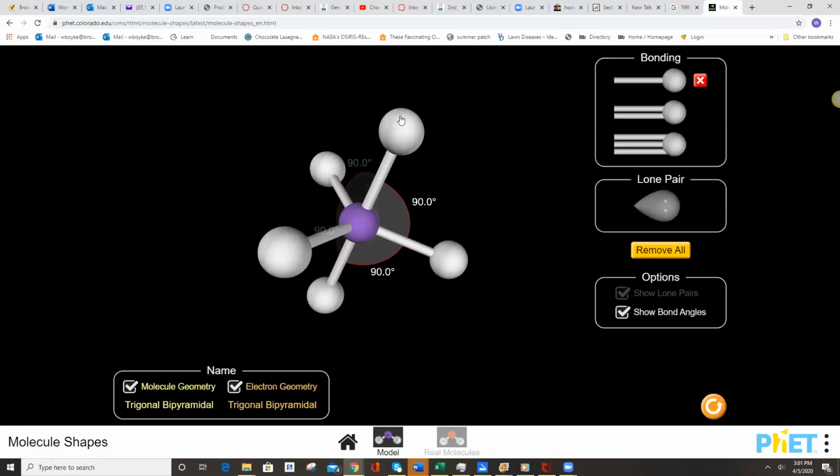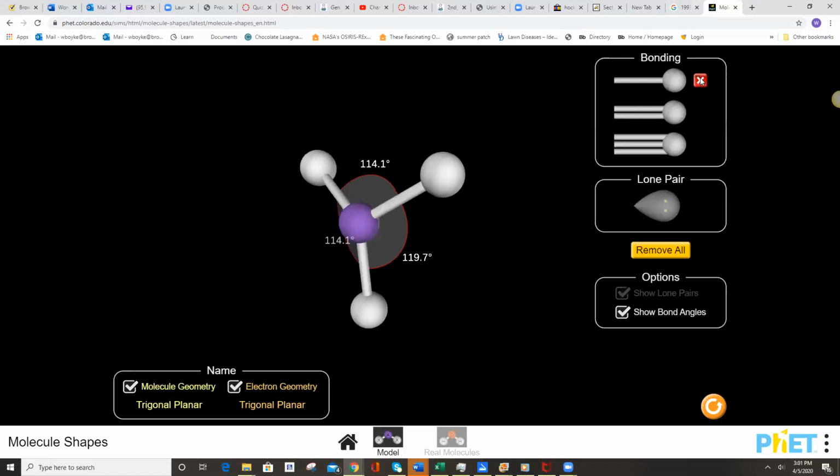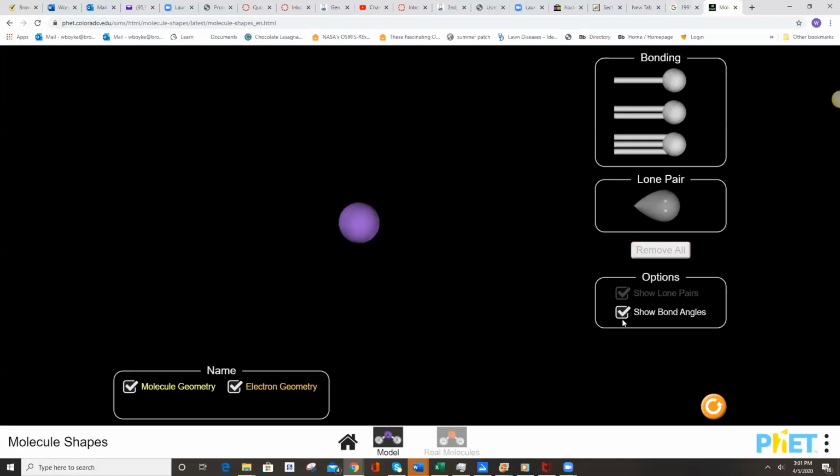Anytime you have 5 electron groups, your base electron pair geometry will be trigonal bipyramidal. Let's go ahead and remove everything here so we can build our next molecule. Our next molecule we want to build is SF4. And so you see the Lewis structure for SF4.